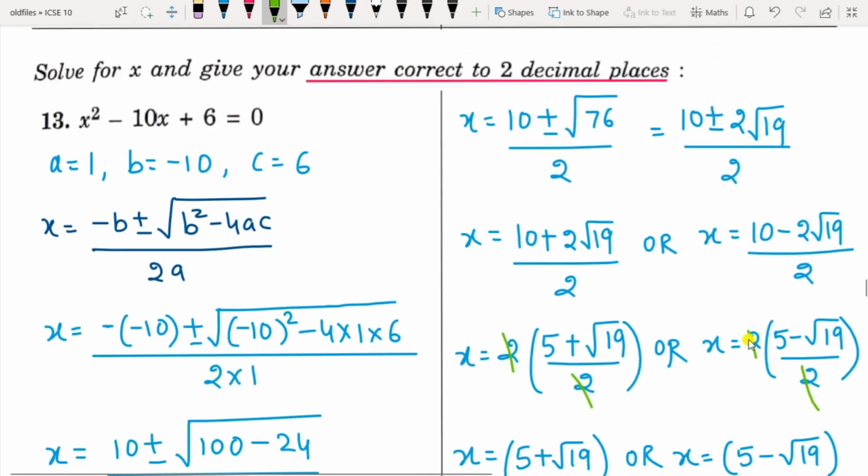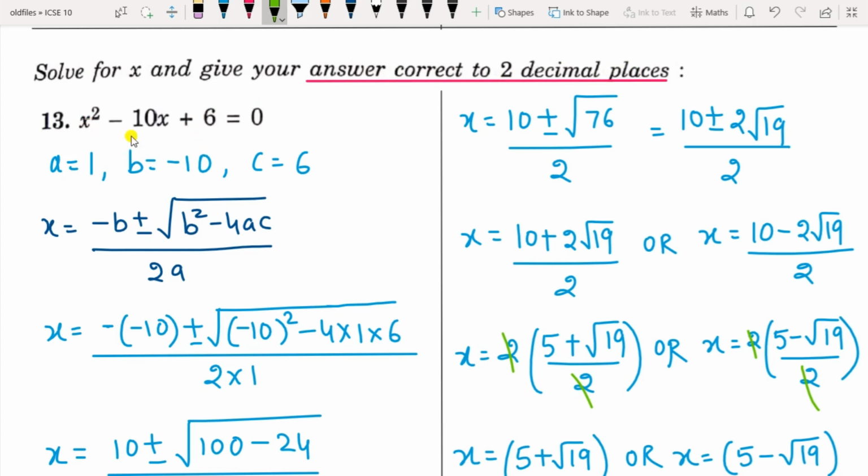Now here comes the real sums. Solve for x and give your answer correct to 2 decimal places. So read it properly. It is correct to 2 decimal places, or it can also be written as correct to 2 significant places. Okay. So first the solution is as it is, as we have seen above.